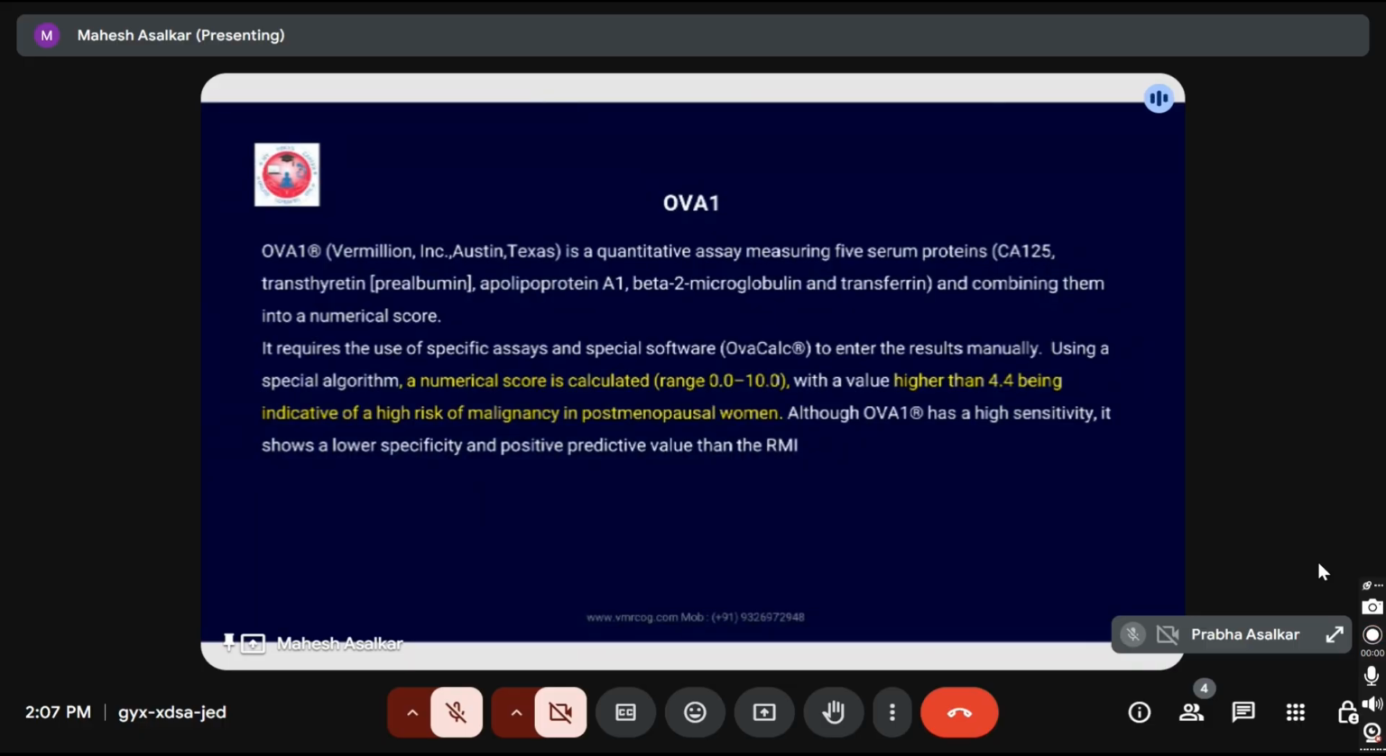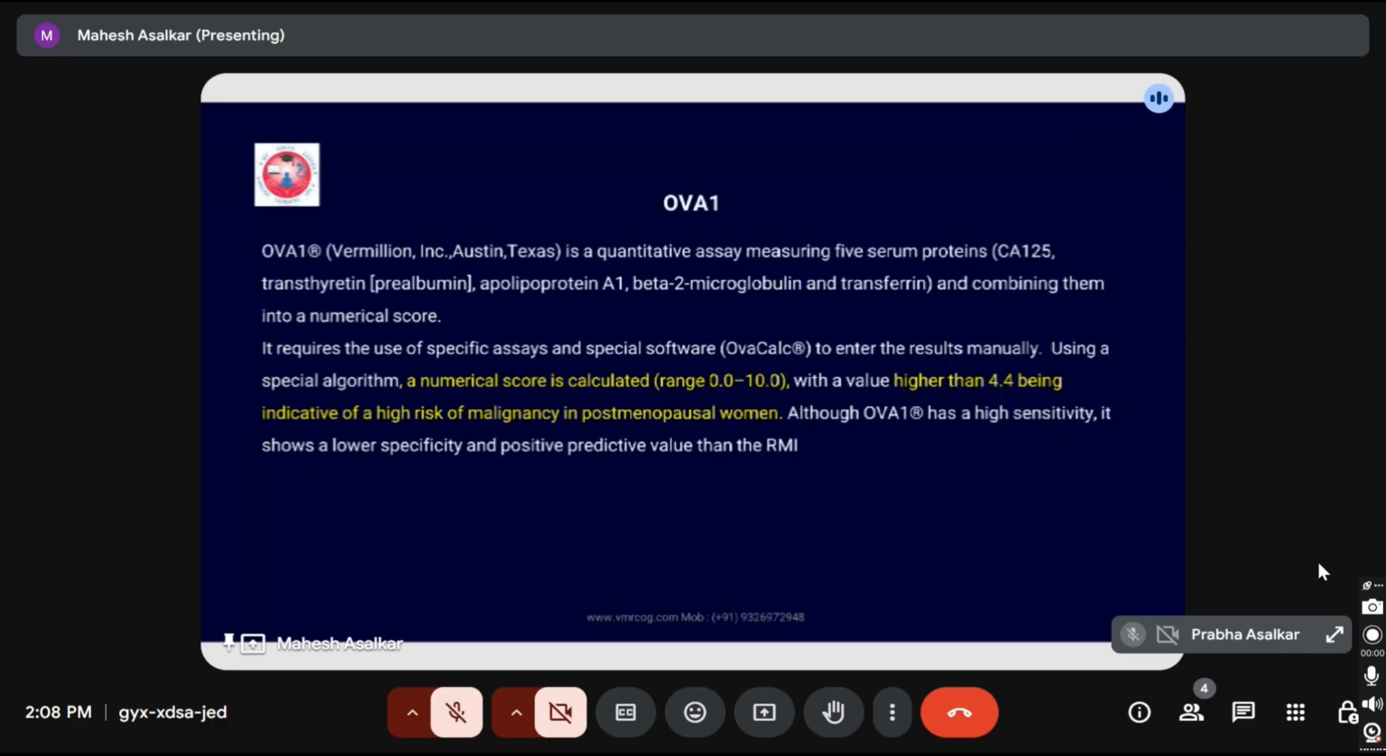Then next is OVA 1. In this, it is nothing but the quantitative assay, and there are 5 serum proteins which are measured. These are CA125, transthyretin, apolipoprotein A1, beta 2 microglobulin, and transferrin. Then from their levels, there is a calculation of a score with the help of special software called OvaCalc. And then the numerical score is calculated from 0 to 10.